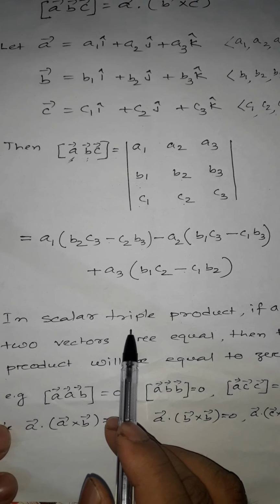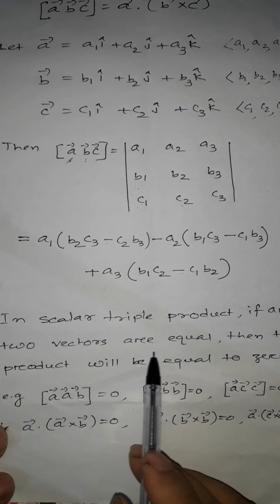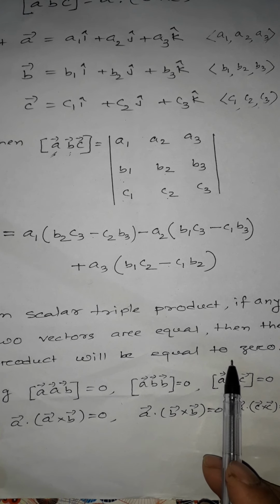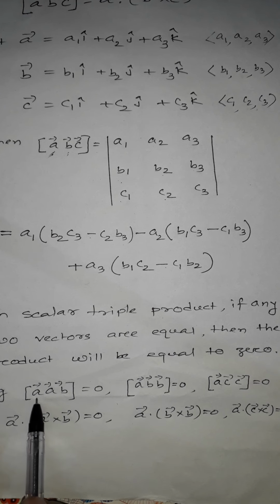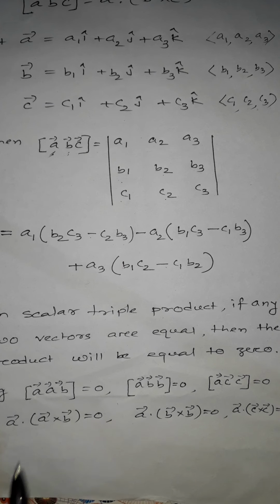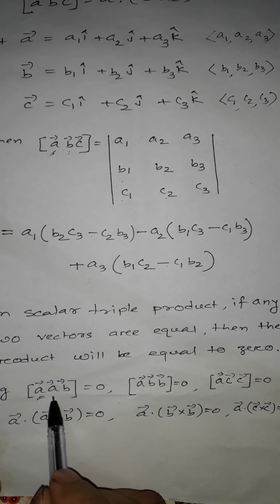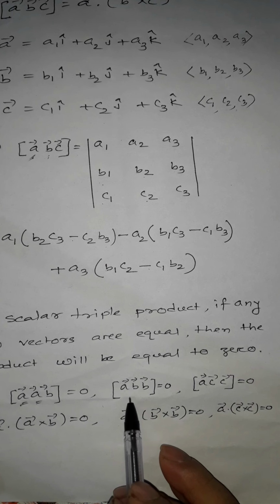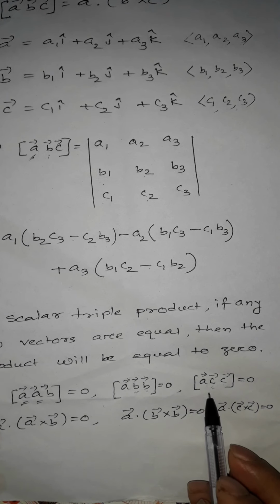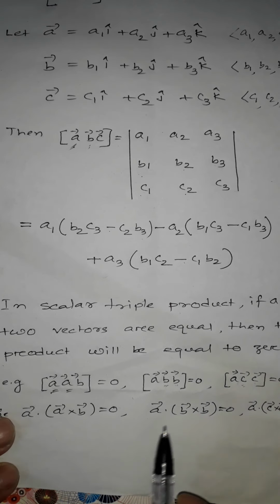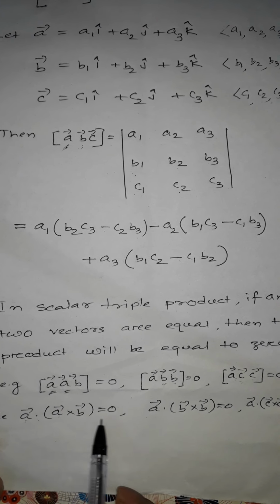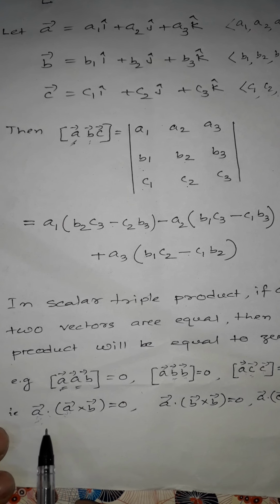In scalar triple product, if any two vectors are equal, then the product will be equal to 0. For example, A, A, B: the scalar triple product of these three vectors will be 0 because two vectors are the same. Here also B, B, C: two vectors are the same, so it will be 0. C, C, A: two vectors are the same, so this product will be 0. That is, A dot A cross B will be 0 because two vectors are equal.